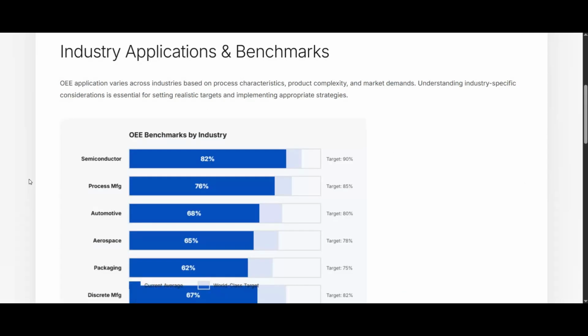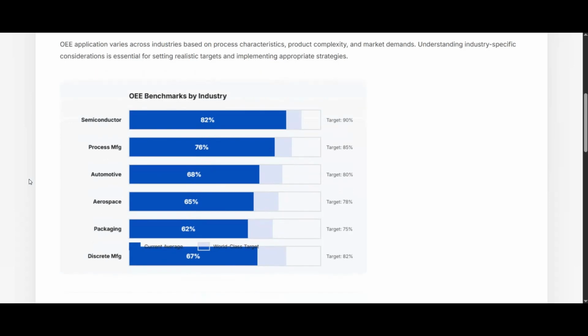Let's start by talking about how OEE benchmarks vary across industries. Not every factory has the same conditions, right? So, for example, semiconductor manufacturing typically operates at around 82% OEE, aiming for a world-class target of 90%. That's because they have highly automated, tightly controlled processes where downtime or defects are incredibly costly. On the other hand, packaging or discrete manufacturing sits lower, around 60 to 67% on average. Their targets are closer to 75 to 82%.